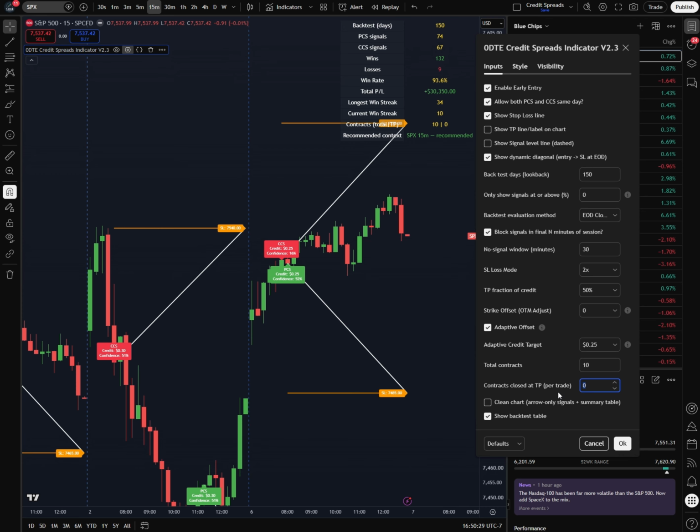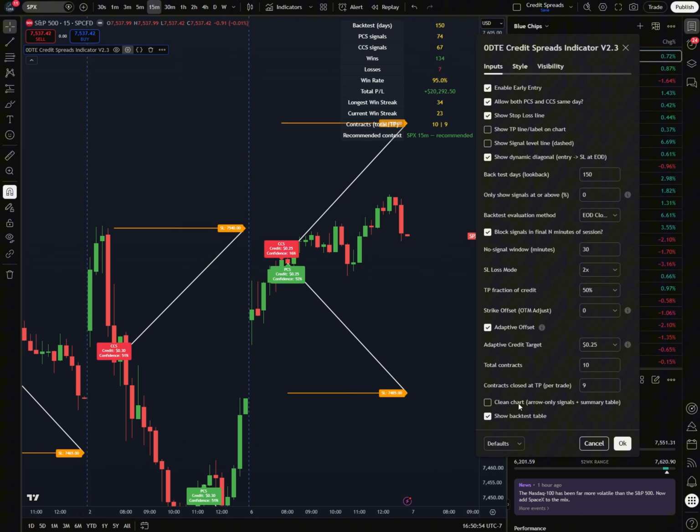But if you're the type of person that says, I want to hold 9 contracts and let one run until the end of the day, that's what this would show. I'm holding 10, I'm closing 9 if it gets to this level here. So holding 10, if it gets to this take profit level of 50%, I will close 9 and leave one running till the end of the day. And that's what this table will show here.